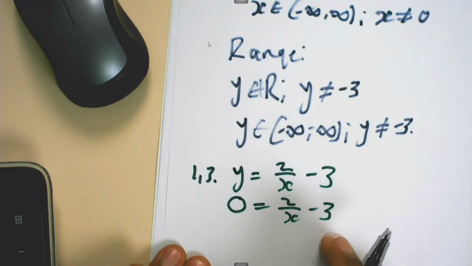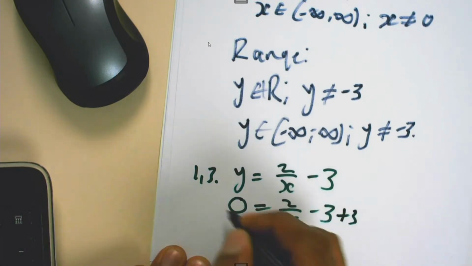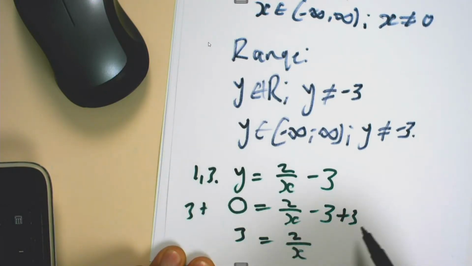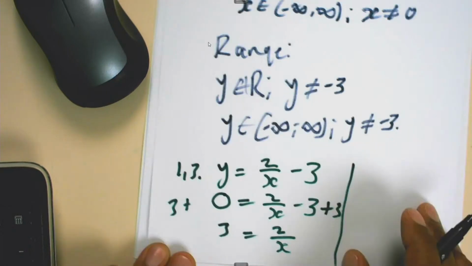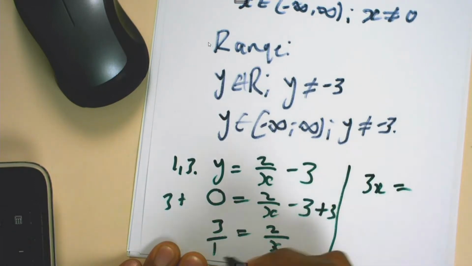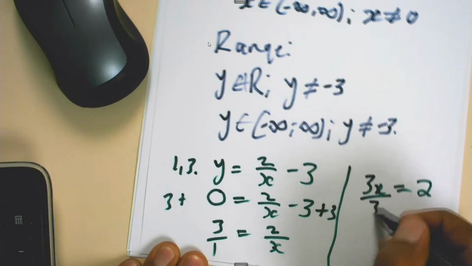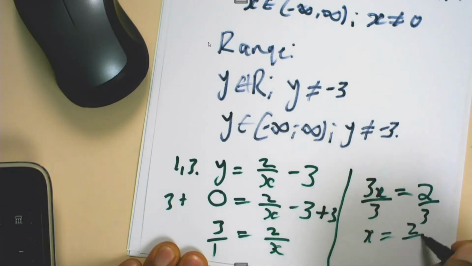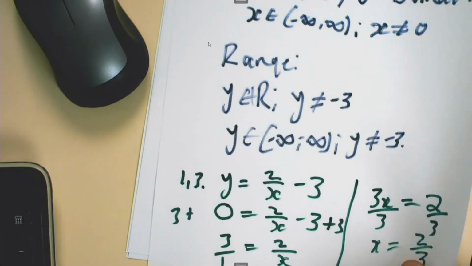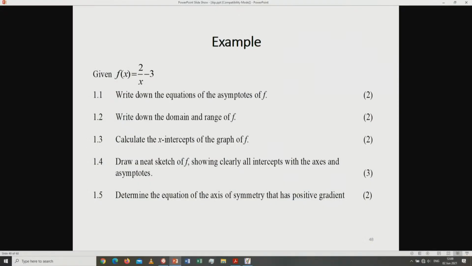So what do we do next? We move the 3 to the other side. It's a minus 3 here, so you're going to add 3 on both sides. If you add 3 here and also add 3 on this side, what do we get? We get positive 3 equals 2 divided by x, because minus 3 plus 3 is equal to 0. Good. And then this 3 is over 1. We can now do cross multiplication. We take x times 3, which is 3x, equals 2 times 1, which is 2. Then from there, divide by 3. Therefore, x equals 2 divided by 3. Very, very important. That is how we determine the x-intercept.